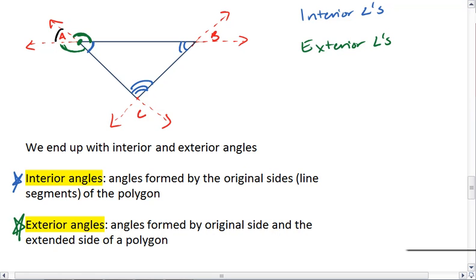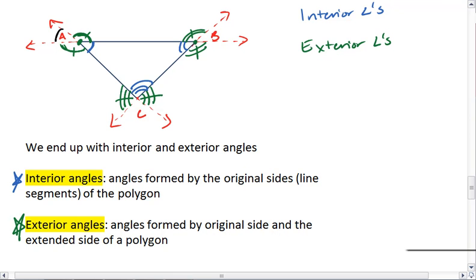So at point B, we have another 2 exterior angles. And at point C, we have another 2 exterior angles. It's important that you be very familiar with the difference between interior and exterior angles, especially before you go on to the next theorem that we're about to do. So make sure these make sense.